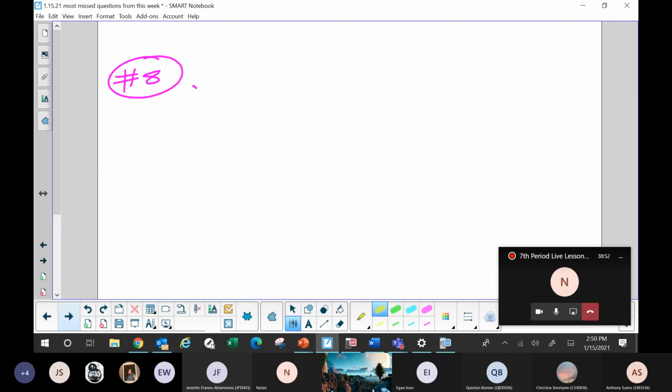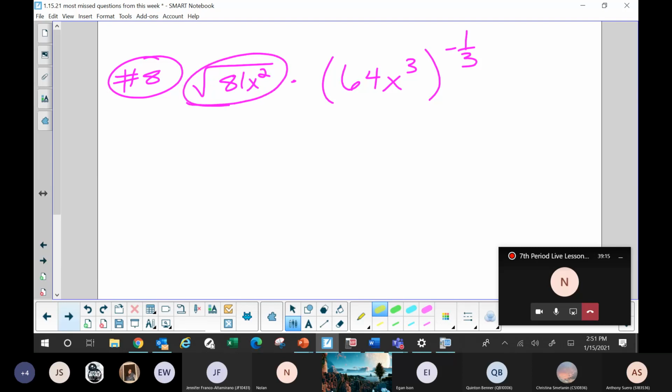You had the square root of 81x squared times 64x cubed, and that's all raised to the negative 1/3 power. Okay. First, right off the bat, I see that we can reduce this. You know the square root of 81 is 9. You know the square root of x squared is x. Okay.